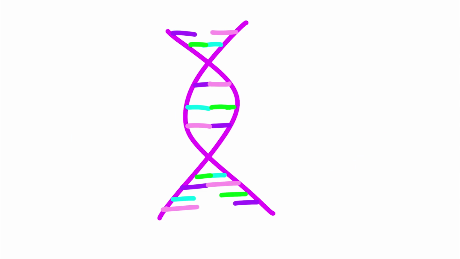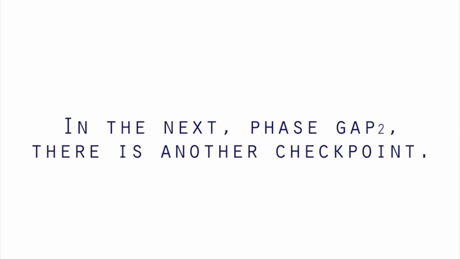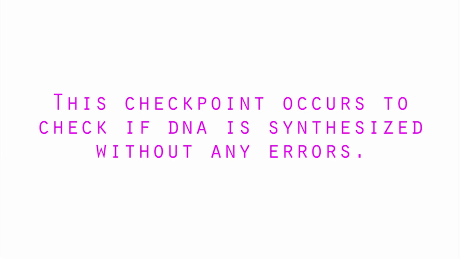Then there is synthesis. DNA synthesizes and is still uncondensed in the form of chromatin. In the next phase, Gap2, there is another checkpoint. This checkpoint occurs to check if DNA is synthesized without any errors. The cell then reaches its potential growth, the nuclear envelope encloses the nucleus, and protein synthesis occurs for the duplication of centrosomes. The duplication of centrosomes each pair with a centriole.